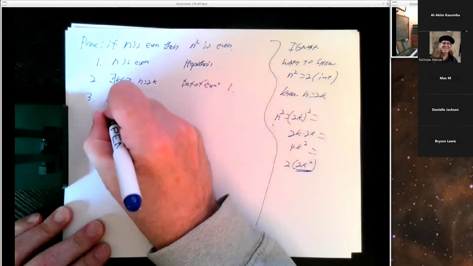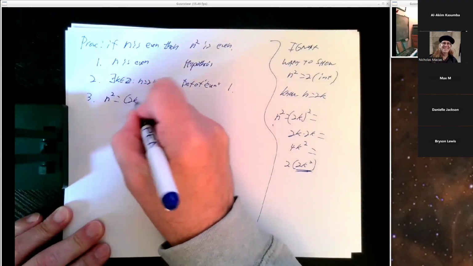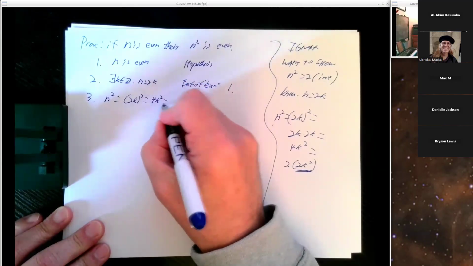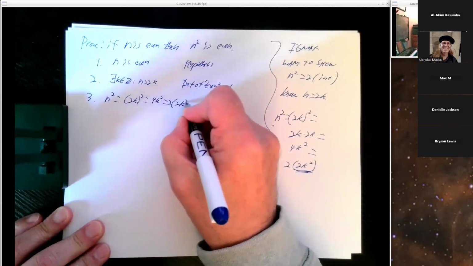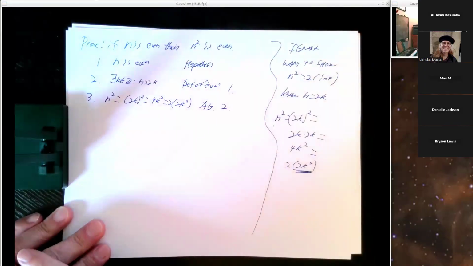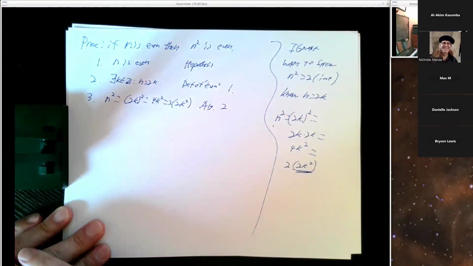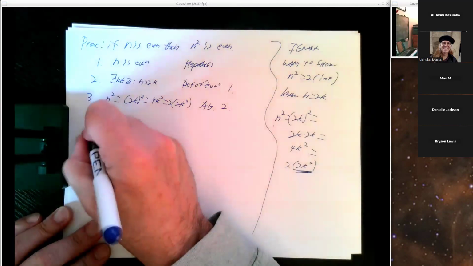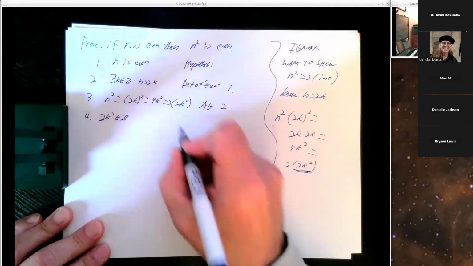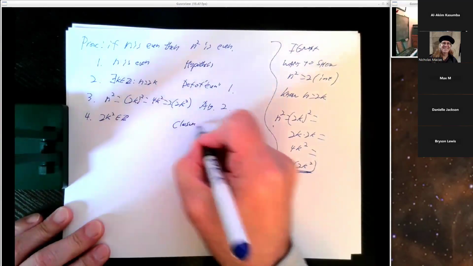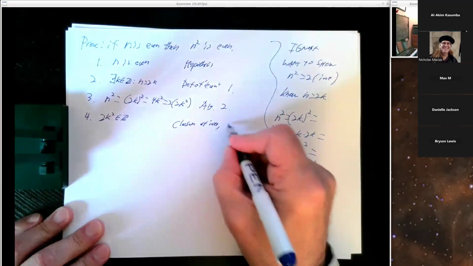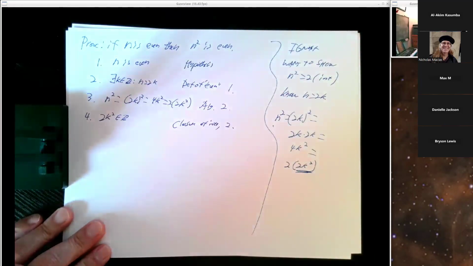So I'm just going to say n squared equals 2k squared equals 4 times k squared equals 2 times 2k squared. And that's algebra and proposition 2. And then I'm going to note 2k squared is an integer. And that's closure of ints. And the fact that k is an integer, which is also proposition 2.